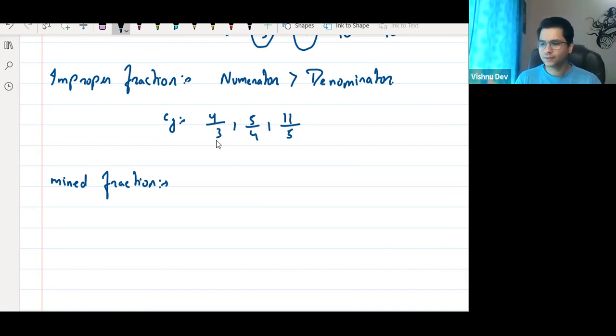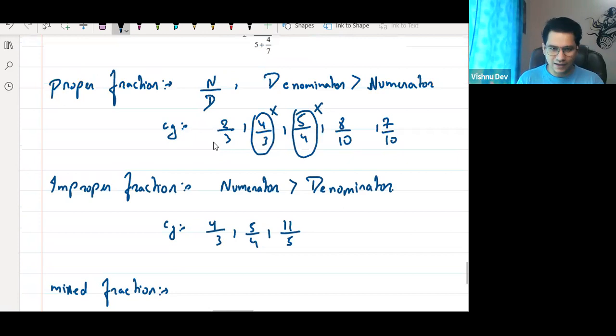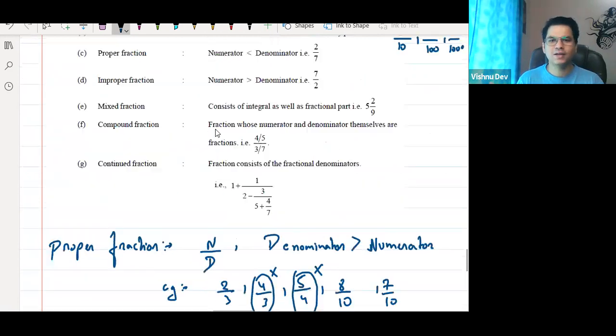Right? Sir, mixture of whole number and a proper fraction. Wait, sir, not proper fraction, an improper fraction. A mixture of a whole number and an improper fraction. Sir, we should divide it. Yes, right. So let us see how to divide. A mixed fraction basically consists of integers as well as a fractional part.